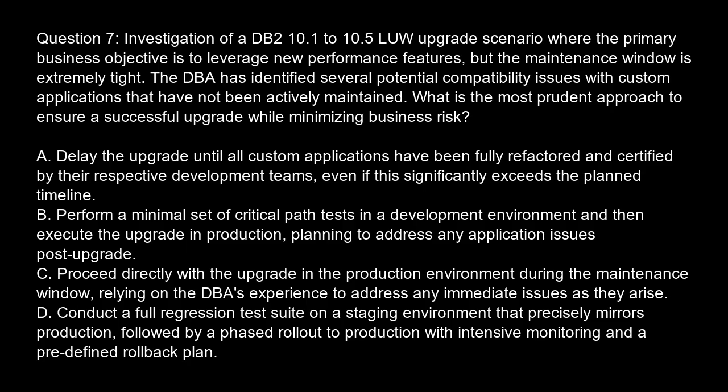Option A. Delay the upgrade until all custom applications have been fully refactored and certified by their respective development teams, even if this significantly exceeds the planned timeline. Option B. Perform a minimal set of critical path tests in a development environment and then execute the upgrade in production, planning to address any application issues post-upgrade. Option C. Proceed directly with the upgrade in the production environment during the maintenance window, relying on the DBA's experience to address any immediate issues as they arise. Option D. Conduct a full regression test suite on a staging environment that precisely mirrors production, followed by a phased rollout to production with intensive monitoring and a predefined rollback plan.